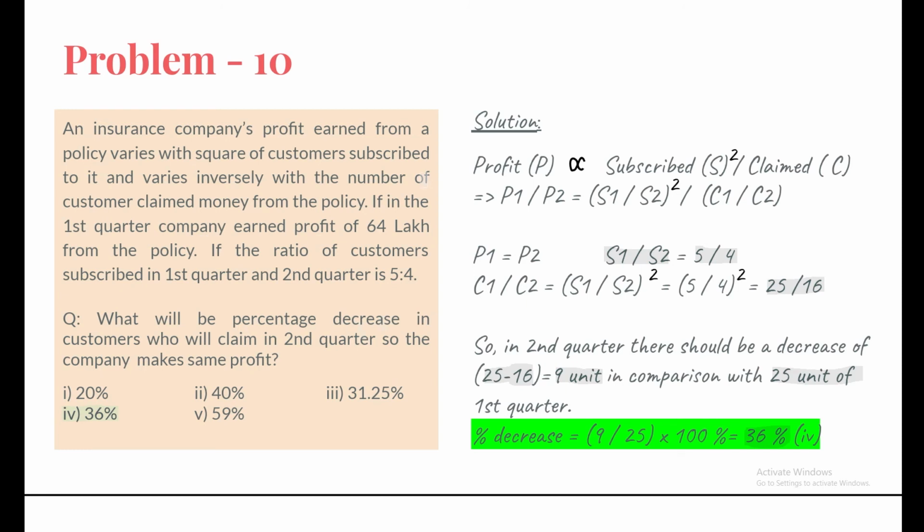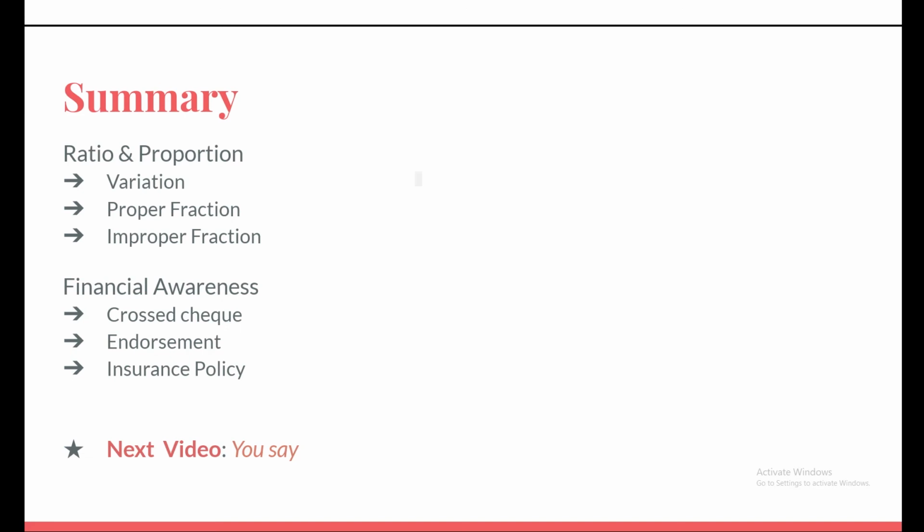So I hope you understood the approach here, and you can apply these approaches in probably all of the ratio and proportion related problems in the examination. Keep on practicing, and let's look at the summary of today's session. So here we learned how to use the variation and improper fraction related properties to solve the problems, and again we learned financial awareness related terms, endorsement and insurance policy.